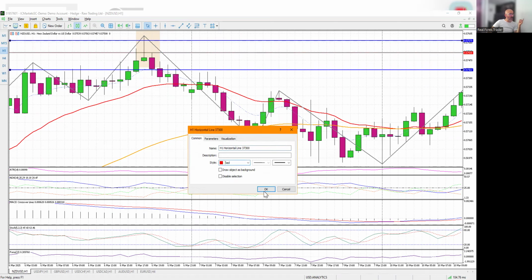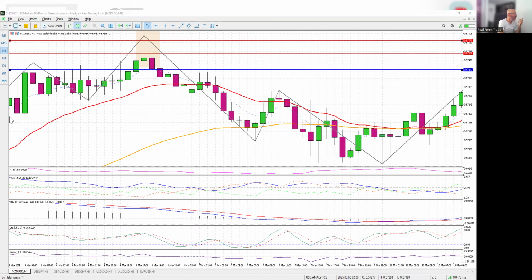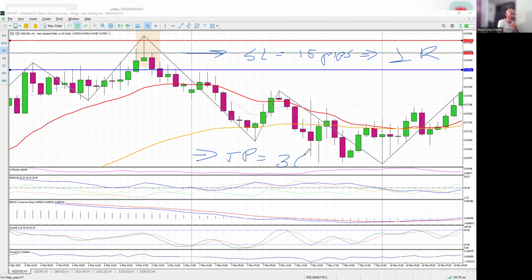If my stop loss is 15 pips, remember the calculation that we always do in order to say that it's worth the trade. If my stop loss is 15 pips, that means that this is 1R. So my take profit is going to be what? It's going to be a minimum of 30 pips, right? Those 30 pips will represent 2R. So my ratio is 1 to 2, right?